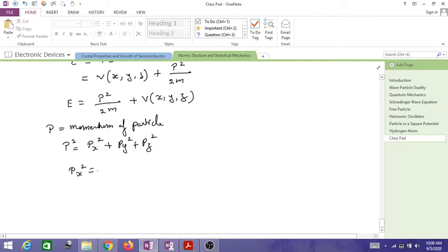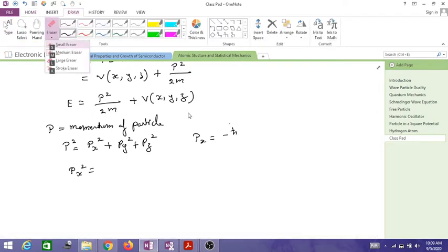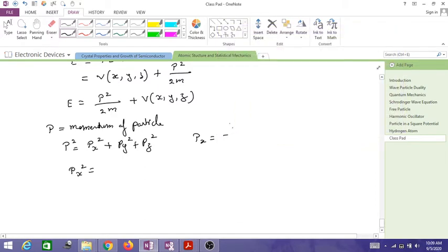Considering that operator, we need Px square. Let me write here first. Px is equal to minus h bar by j, the partial derivative with respect to x. So this is the operator for the dynamical variable Px.